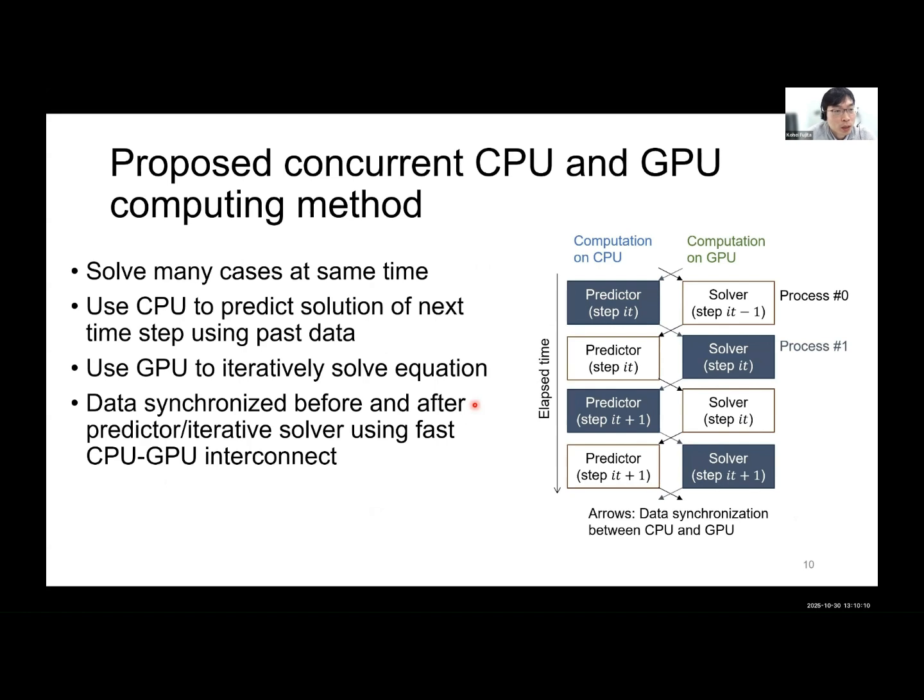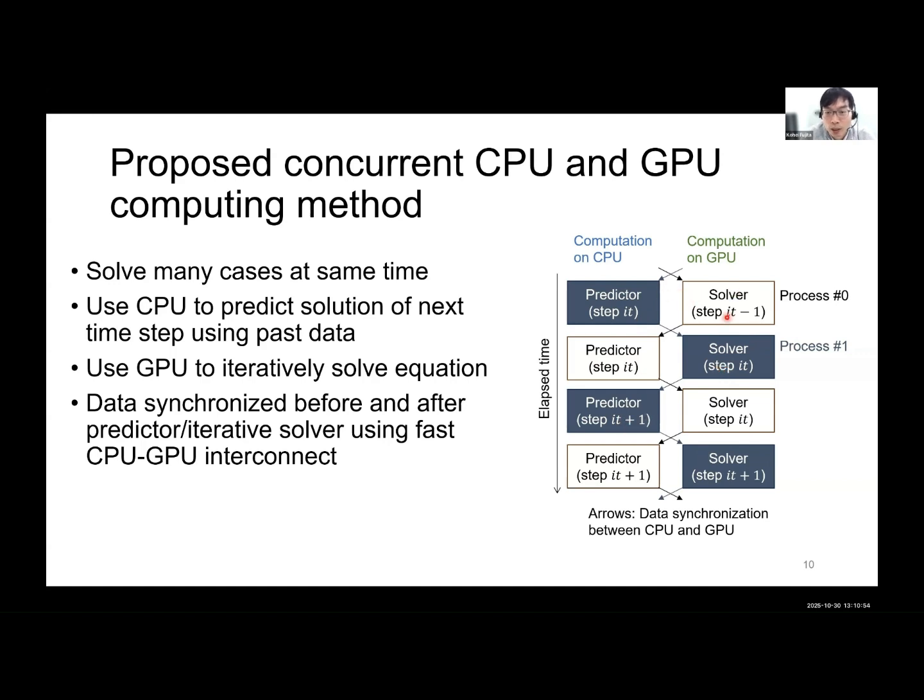So this is the overview of the proposed concurrent CPU and GPU computing method. We solve many cases at the same time. Here, this row indicates the CPU, and this is the GPU. We solve two sets of problems at the same time. For this set, we first compute the predictor on the CPU, and after the CPU has done the prediction, we send the predicted result to the solver on the GPU. And when the solver is finished, we copy the results to the CPU and so forth.